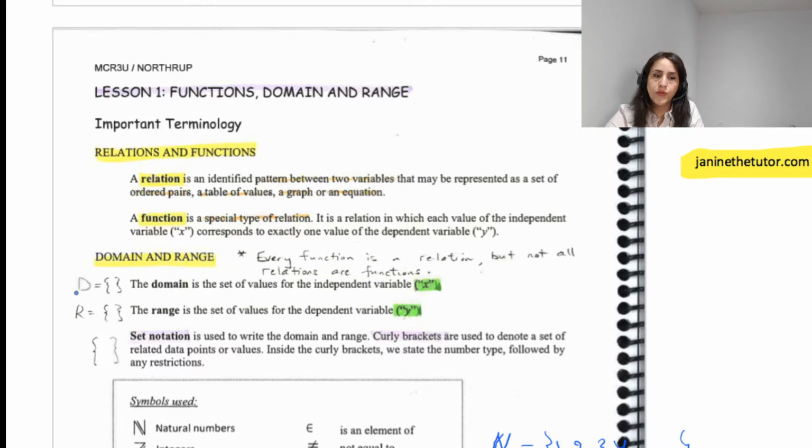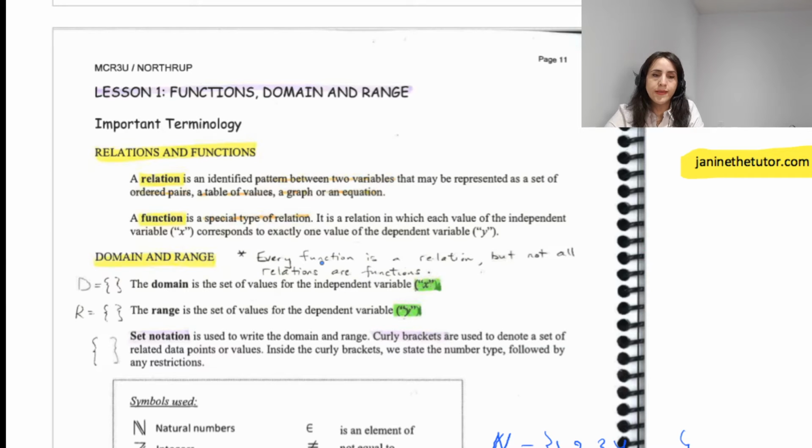We show a domain as a capital letter D equal to curly brackets, and whatever we have, we put in these curly brackets. R is the range. We use it again, capital letter R equal to, and whatever the range is, we put between these two curly brackets.